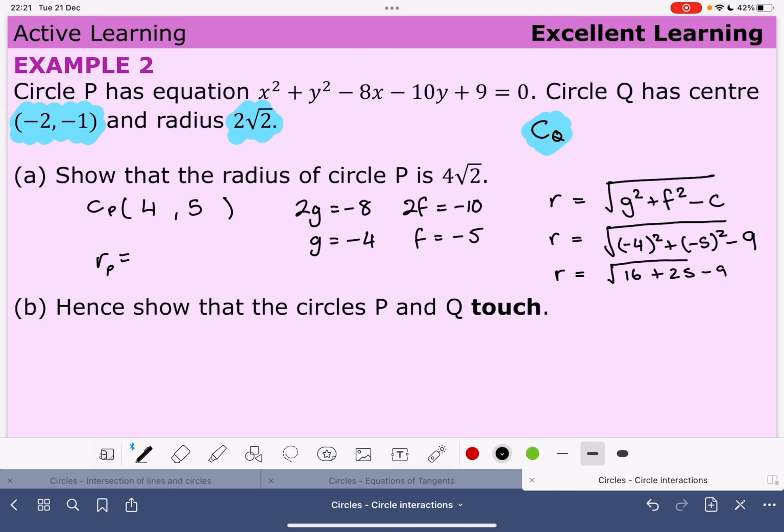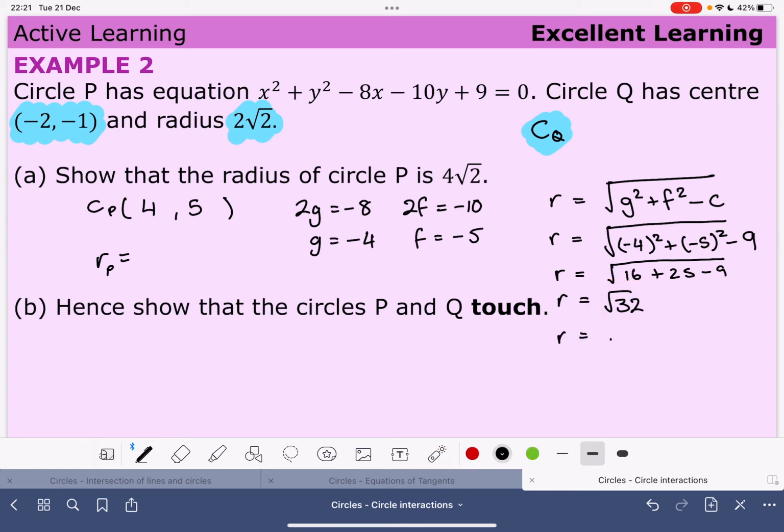Because this is a show that, I'm going to do a bit more working than perhaps I would do if I was just trying to get to the answer here. I don't want to skip any line in case it's a line that the SQA have deemed important. So we've got 41 minus 9, which is root 32. That's not what I have to show either, but what we've got here, we've got a surd, and we know that we can simplify these.